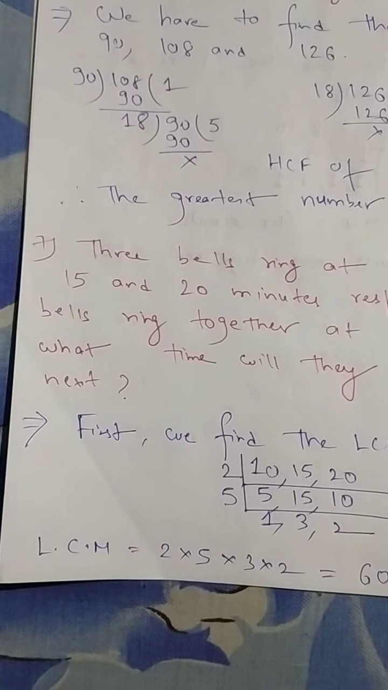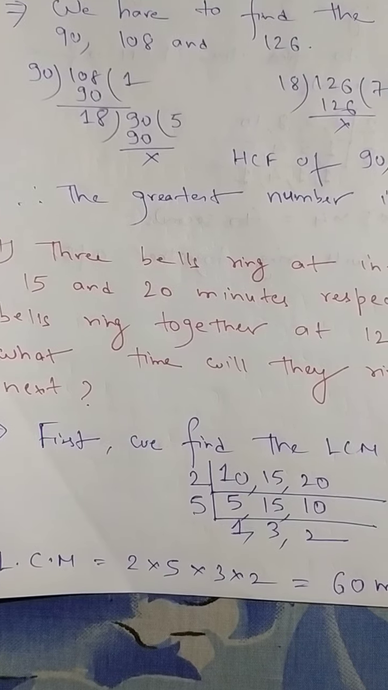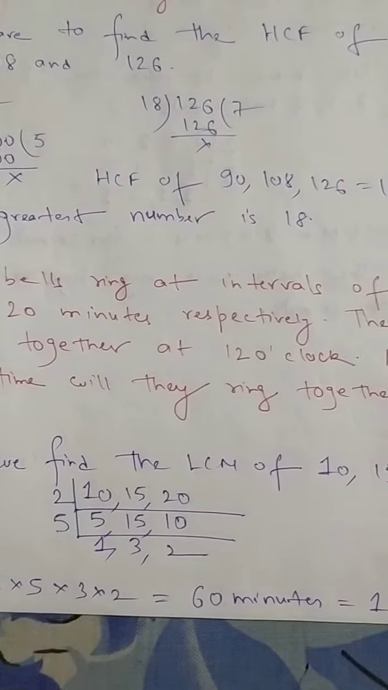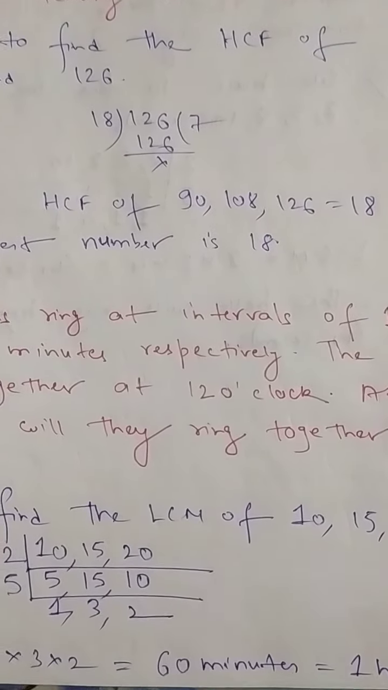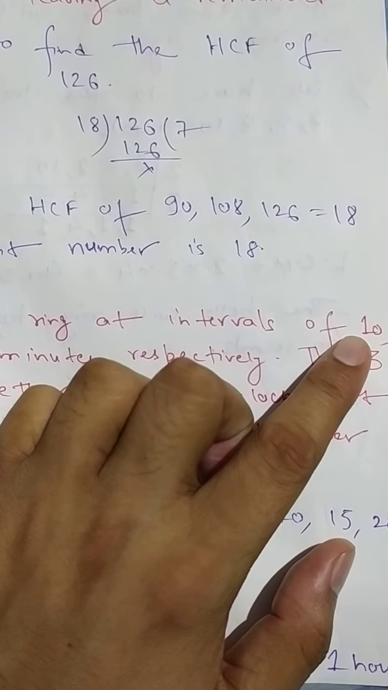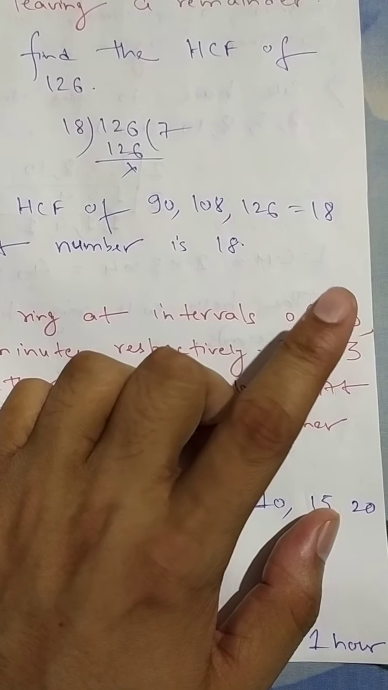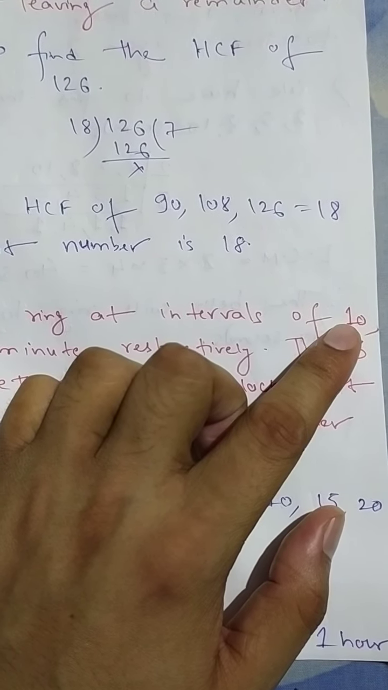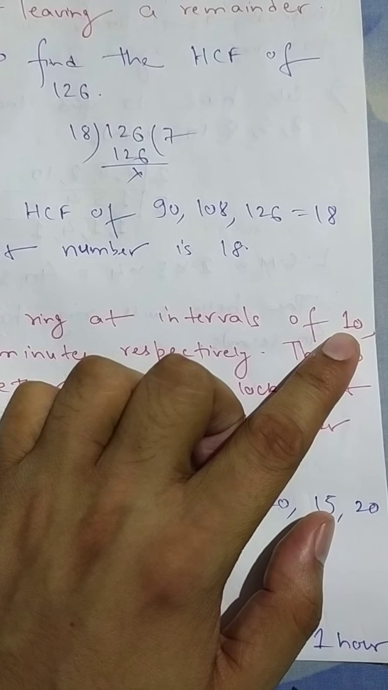So the question is, there are 3 bells. Sorry, they are not ringing together. They are ringing separately at intervals of 10, 15 and 20 minutes. Now what is the meaning of this? The first bell is ringing at an interval of 10 minutes. That means after 10 minutes, after 20 minutes, after 30 minutes, after 40 minutes, it is ringing. That is the first bell, so it is a multiple of 10.